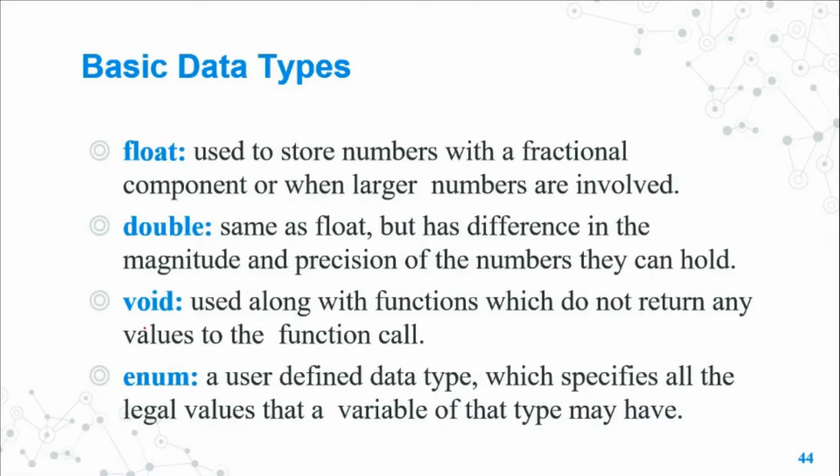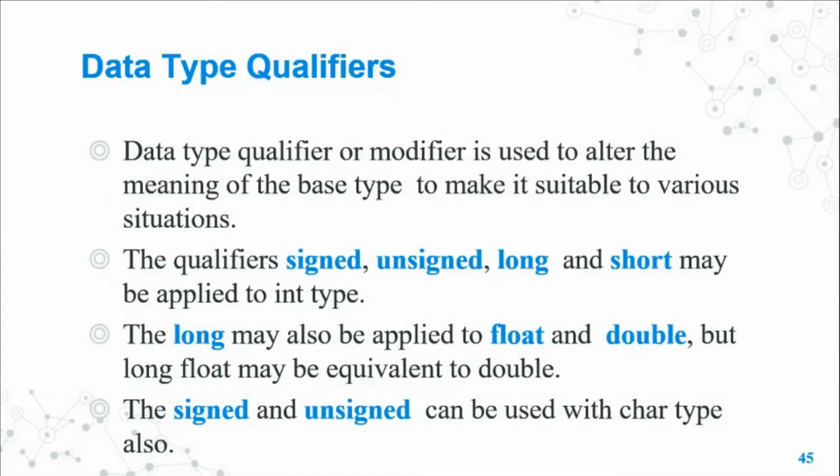Then void we have discussed. Enum is the enumerator type, that also we have discussed, and we will see the enum type later. So then there are some data type qualifiers also. The data type qualifier, also known as the data type modifier, is used to alter the meaning of the base type to make it suitable to various situations. The different qualifiers available are signed, unsigned, long, and short.